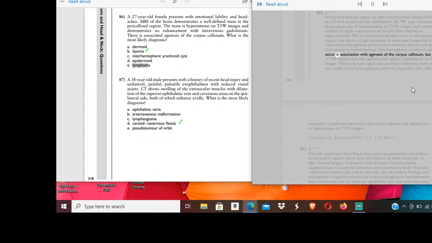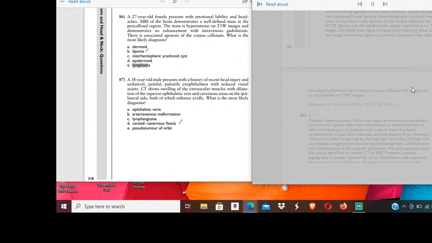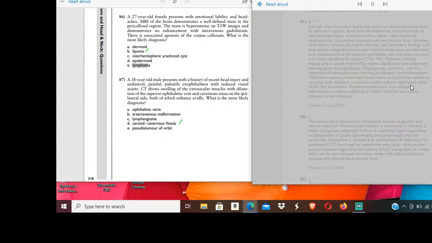Intrahemispheric arachnoid cysts may occur in association with agenesis of the corpus callosum, but they are of CSF density and, like epidermoids, appear hypointense on T1W images. Dermoids have signal characteristics following those of fat, but are usually more heterogeneous and not associated with callosal anomalies. Lymphoma may involve the corpus callosum, but appears iso- or hypointense on T1W images. Grossman and Yousem, 2003.